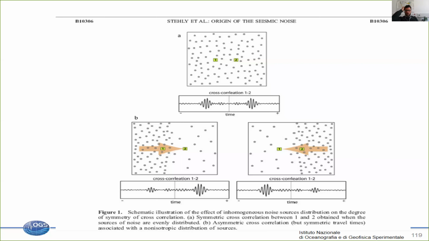This is also opening some question: how good should the distribution of noise be to retrieve a Green's function without any, let's say, big bias? And some studies have shown that if there is a sufficient azimuthal coverage, maybe it doesn't have to be complete, still we are able to retrieve reasonably this travel time.